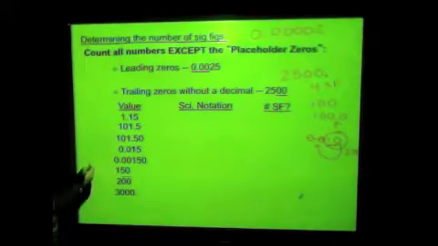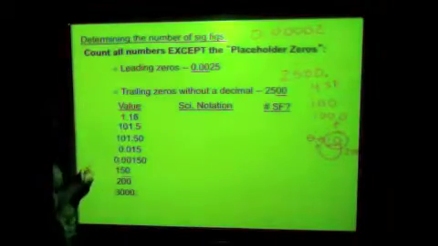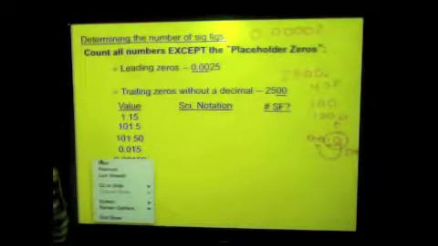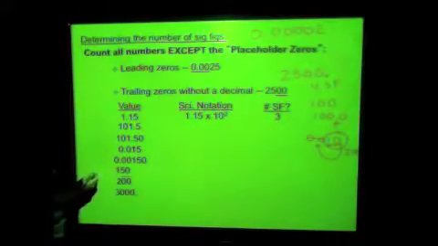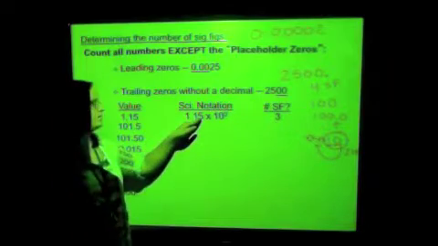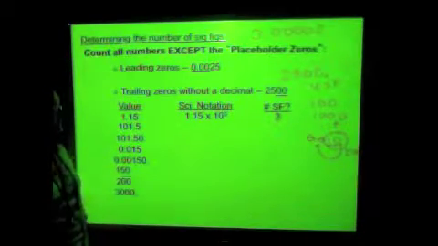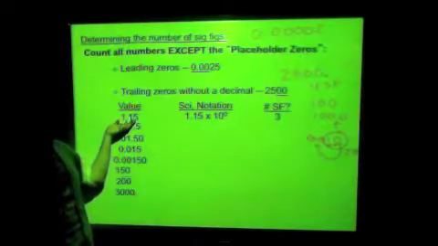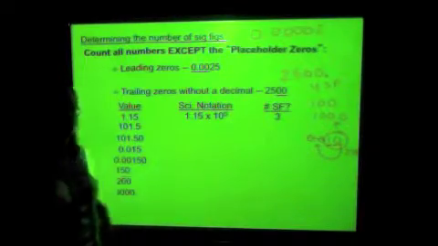Okay? So, 1.15. To put that in scientific notation, we move the decimal so there's only one number in front. In this case, we don't have to move the decimal. So in scientific notation, it's simply going to be 1.15 times 10 to the 0. Sig figs. This one's easy because there's no zeros. So 1, 2, 3. 3 sig figs.